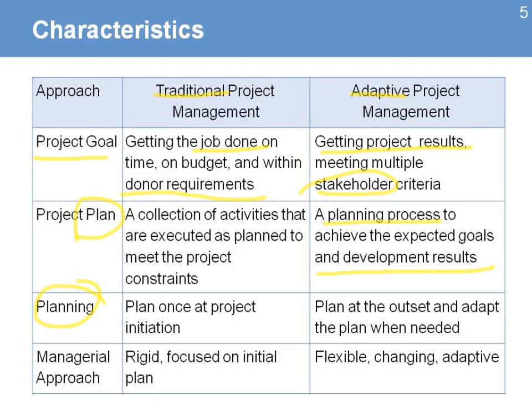Planning in traditional, we do once at the project initiation. So we develop the plan, and we use the plan to execute the project. In adaptive, we start at the beginning of the project, but we're constantly adapting the plan as needed. The management approach in traditional is usually rigid, focused on the initial plan, while in adaptive it's more flexible, changing and adapted to conditions and the context that we find in the project.